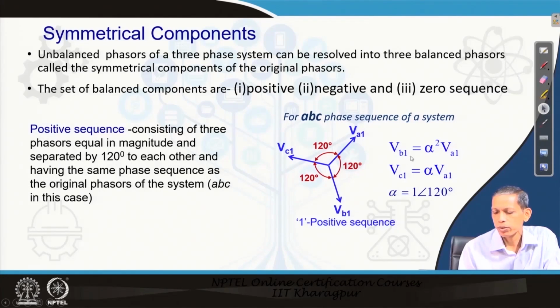So VB1 can be expressed as alpha squared times VA1, where alpha is 1 with an angle of 120 degrees. Similarly, VC1 in terms of VA1: if we proceed from VA1 by 120 degrees we reach VC1, so VC1 equals alpha VA1. We can express VB1 and VC1 in terms of VA1 with the operator alpha, which equals 1 at an angle of 120 degrees. The 1 in this representation corresponds to the positive sequence component.